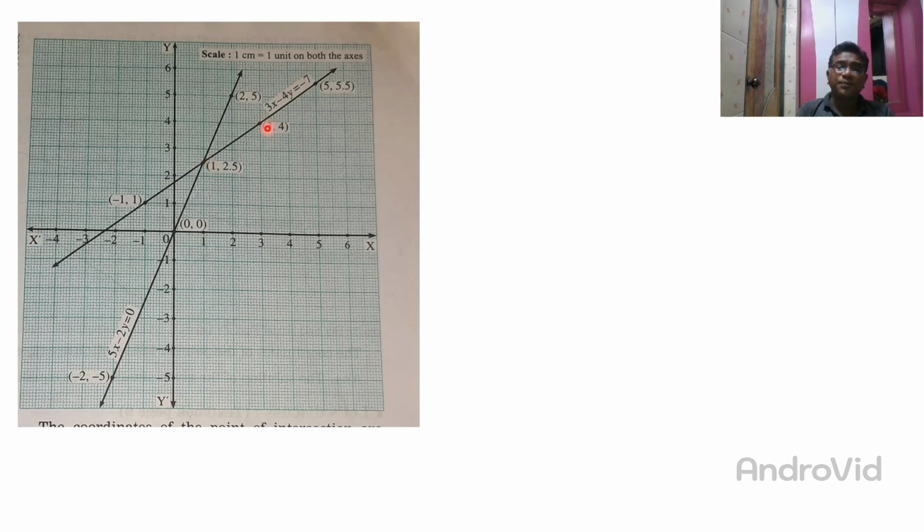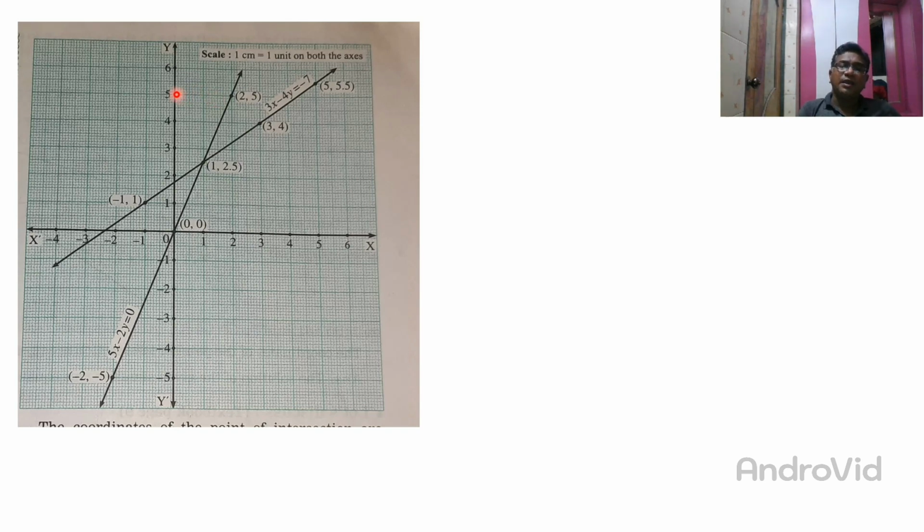Then there is another point, that is 3 and 4. So x axis 3 and y axis. I have kept the cursor on x axis and am finding the y axis 4. So here I kept y axis 3 and 4. Then x axis 5. I kept the cursor on x axis 5 and am just finding where the 5.5 is. So where is the 5.5?